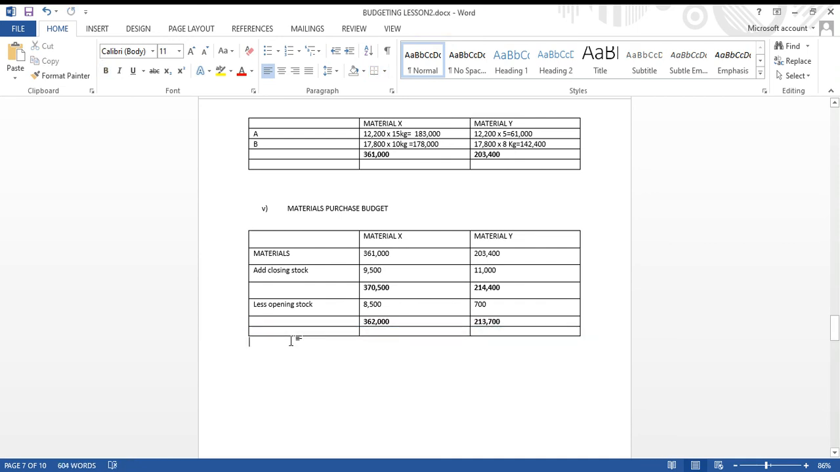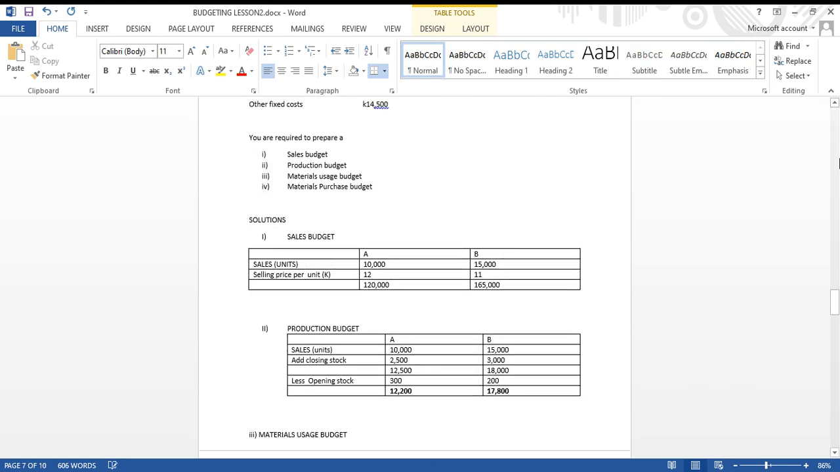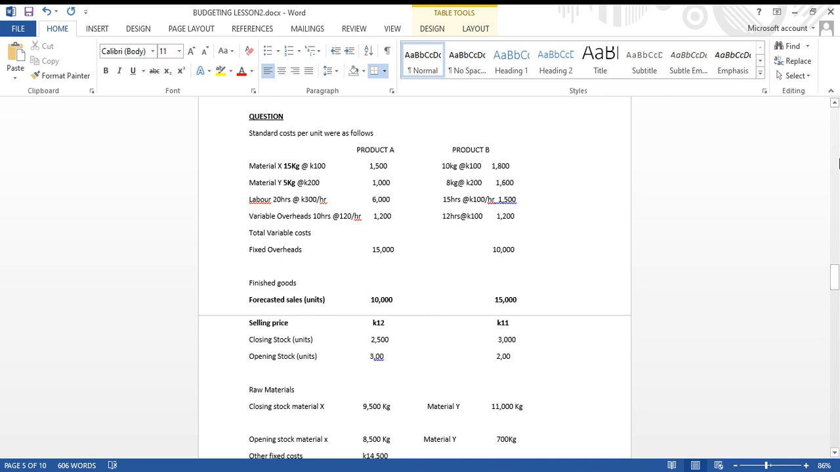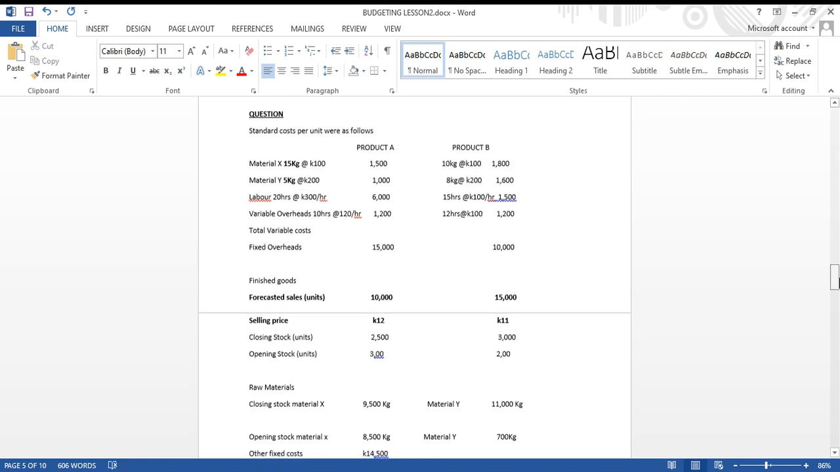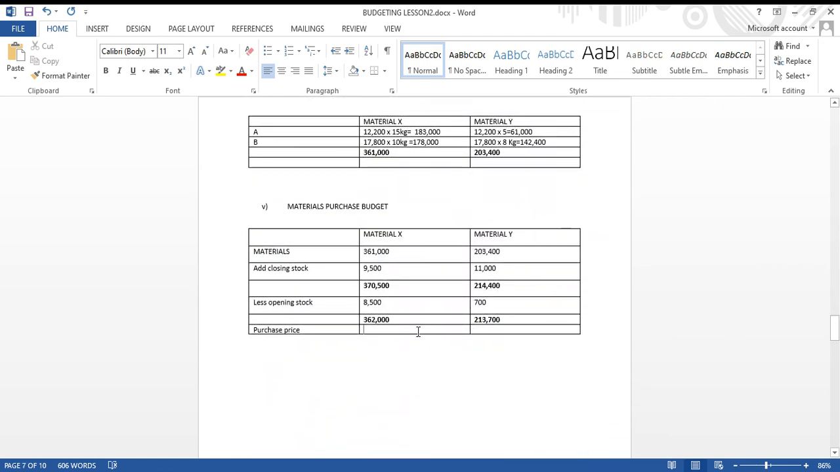Now we have to multiply this by the purchase price of these materials. So we go to information here, and here's our purchase price. Our purchase price for material X is 100 kwacha. For material Y, the purchase price is 200 kwacha. So multiply by 100 here, and here multiply by 200.